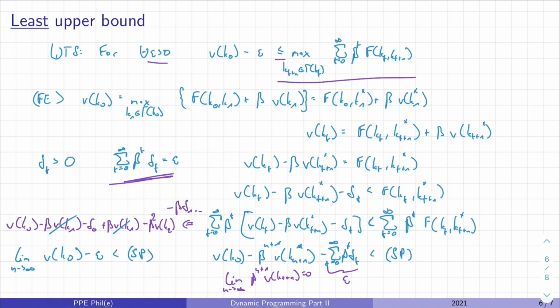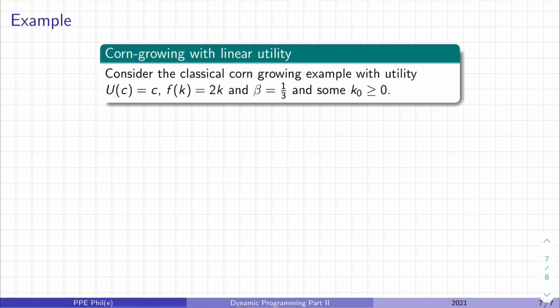And this means that if the candidate function satisfies theorem 3, it is indeed not only an upper bound, but is the least upper bound, aka the maximum of the sequence problem, and hence it is the value function. So now, let's use these two theorems in a practical example. The example we're looking at is a congruent example from the previous video with linear utility. The harvest doubles every period, so the production function is 2k, and we discount future meals at the rate 1/3, and are given some starting value k0.